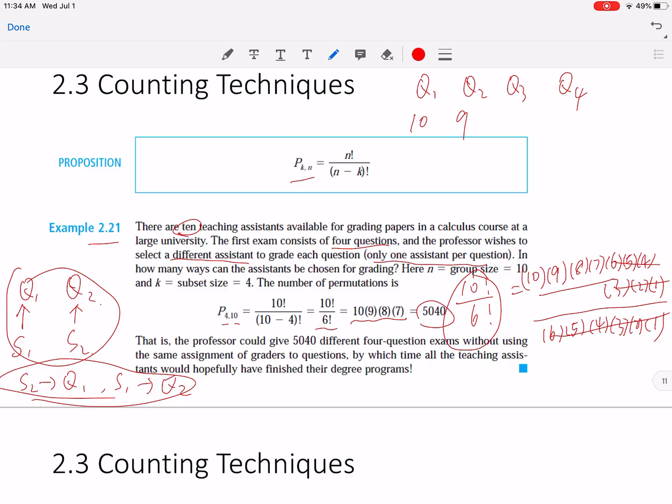And then after that, I want to give question 3 to one of the remaining students. How many students are left now? 8. So we get times 8. And then I want to give number 4 to one of the remaining students. How many students are left? 7. So times 7. And this would be equal to 5,040, which is exactly the same thing as what we get over here. Okay, that's pretty much how to solve this kind of problem.